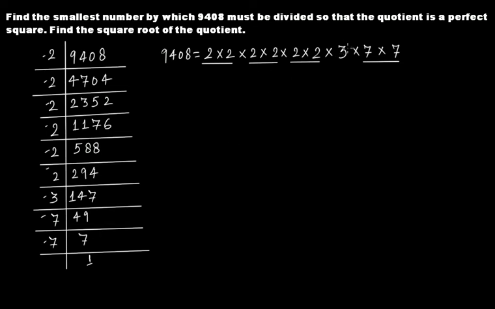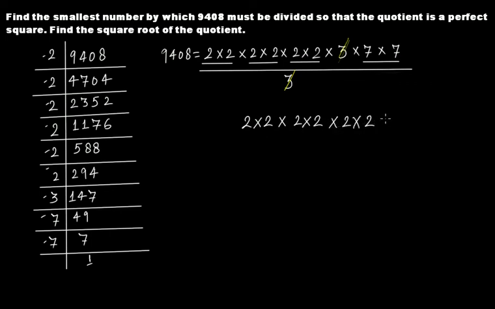Can we get rid of this 3 if we divide the whole thing by 3? This is the sign of a pair, so don't get confused. It's not the numerator and denominator line. If you divide by 3, this gets cancelled, the basic division method. So what will you get? You will get 2 multiplied by 2 multiplied by 2 multiplied by 2 multiplied by 2 multiplied by 2 multiplied by 7 multiplied by 7.